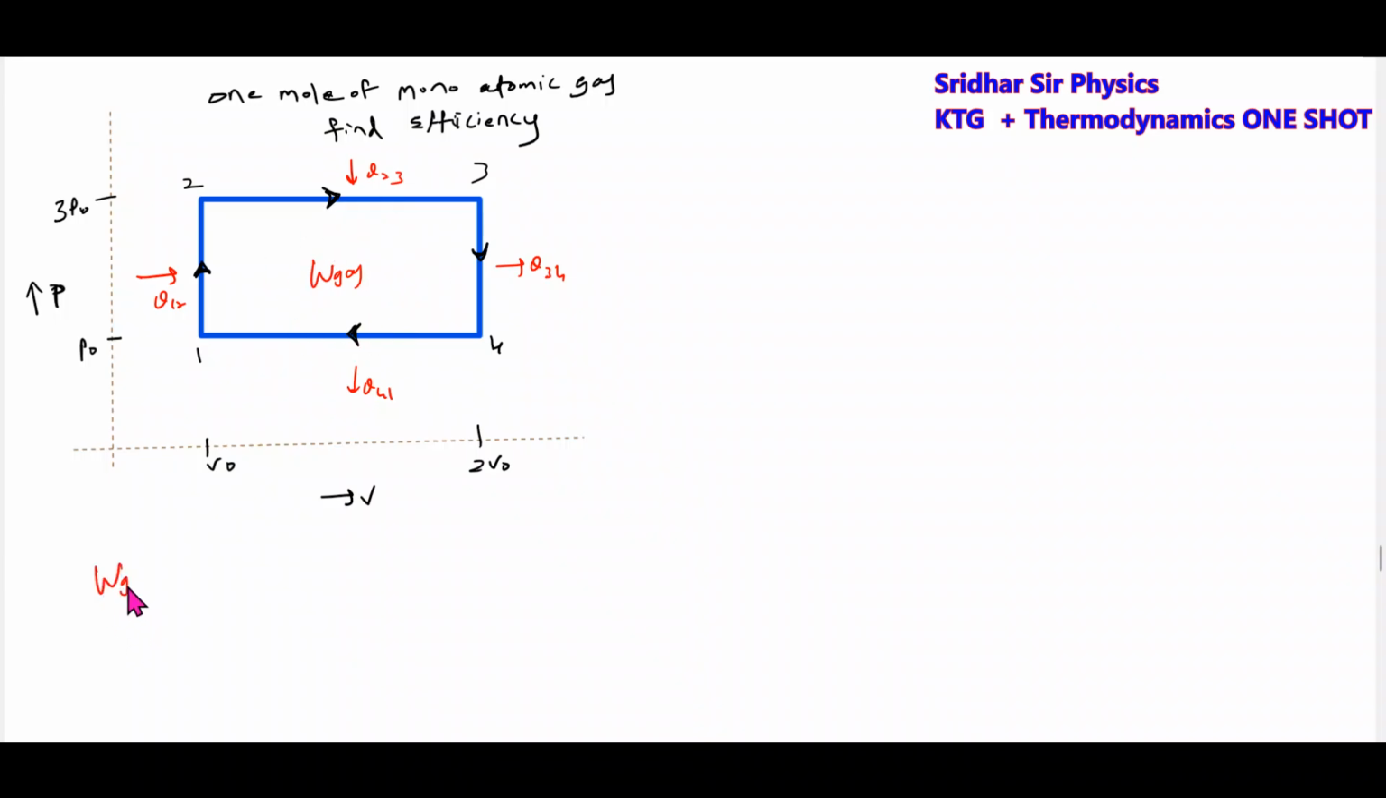So what is the net work done by the gas? It should be equal to the area of the rectangle, 3P0 minus P0 times 2V0, so 2P0V0. Then where is heat absorbed? It is absorbed in Q12 and Q23. Because how do you define efficiency? Net work done by Q positive. So what is the Q positive? Heat absorbed in the isochoric process and heat absorbed in the isobaric heating.